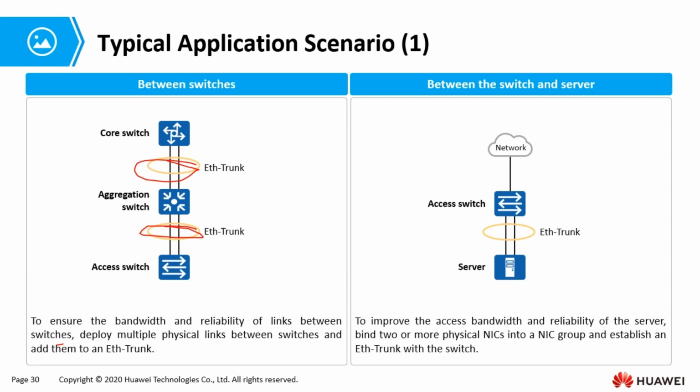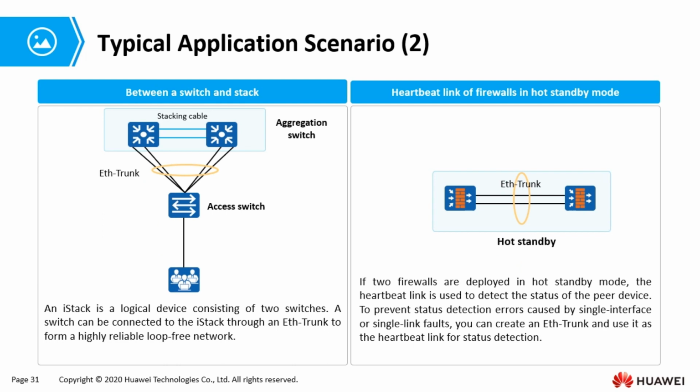At the same time, if you have a switch and a server, you can also Eth-Trunk them to increase the bandwidth and reliability of the server by binding two or more physical network interfaces, a NIC group. Here you can also apply the Eth-Trunk, like we just learned under the previous topic for the aggregation switch, to enable a highly reliable loop-free network. You can also apply it on the firewall to do hot standby, Eth-Trunking the links.